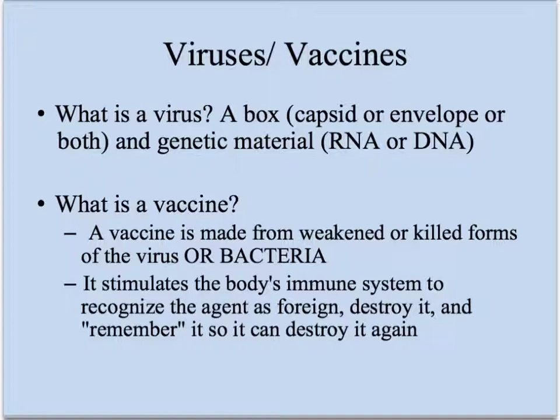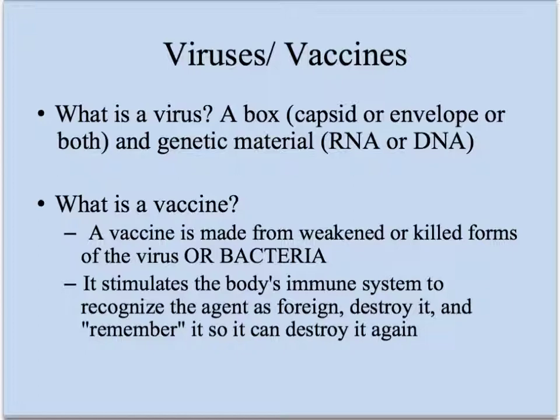So viruses and vaccines. We've already talked about a virus. So a virus is a box and genetic material. That box can be a capsid, which is a protein coat, an envelope, or both. So bacteria do not have capsids. Capsids are just viruses. So it's just a box made out of proteins. That's all it is.